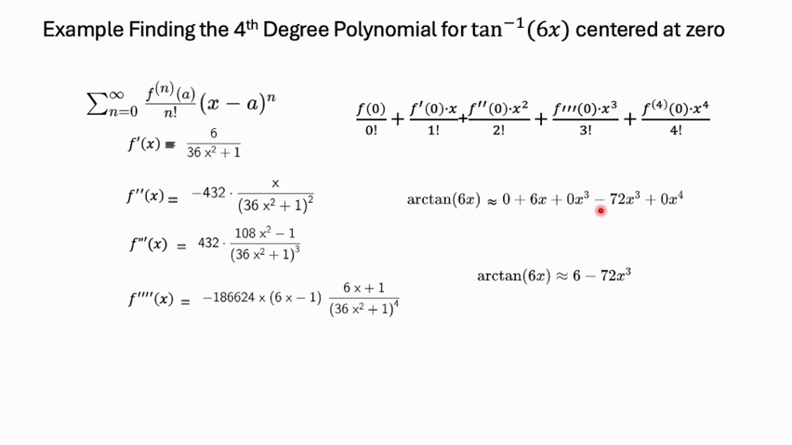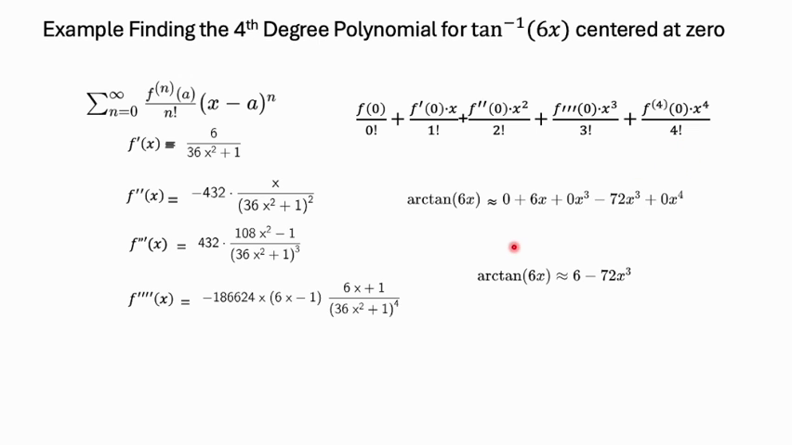Now for degree 3, when I plug in 0 for the x's in the third derivative, we're going to get negative 432. So when I plug in negative 432 here in the numerator, we get negative 432 times x to the third divided by 3 factorial. 3 factorial is 6, so we take the negative 432 and divide by 6, and what we get is negative 72, and that's our x to the third term.